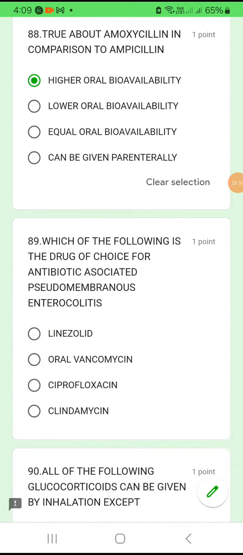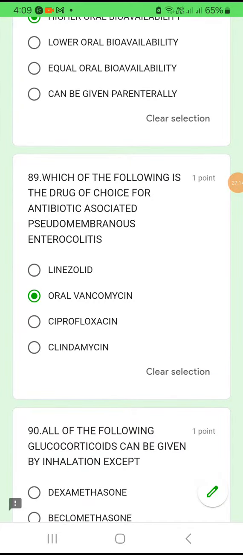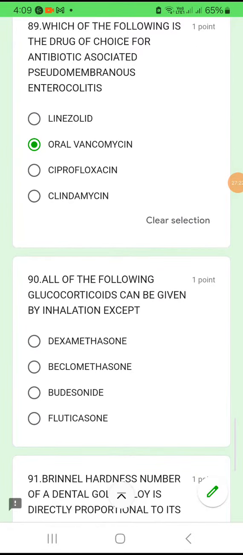89. Which of the following is the drug of choice for antibiotic associated pseudomembranous enterocolitis? What do you give? If you have given antibiotics for a long period of time and you end up in pseudomembranous enterocolitis, you have to give the patient oral vancomycin. Only then you can remove this particular enterocolitis. Oral vancomycin is the drug of choice.